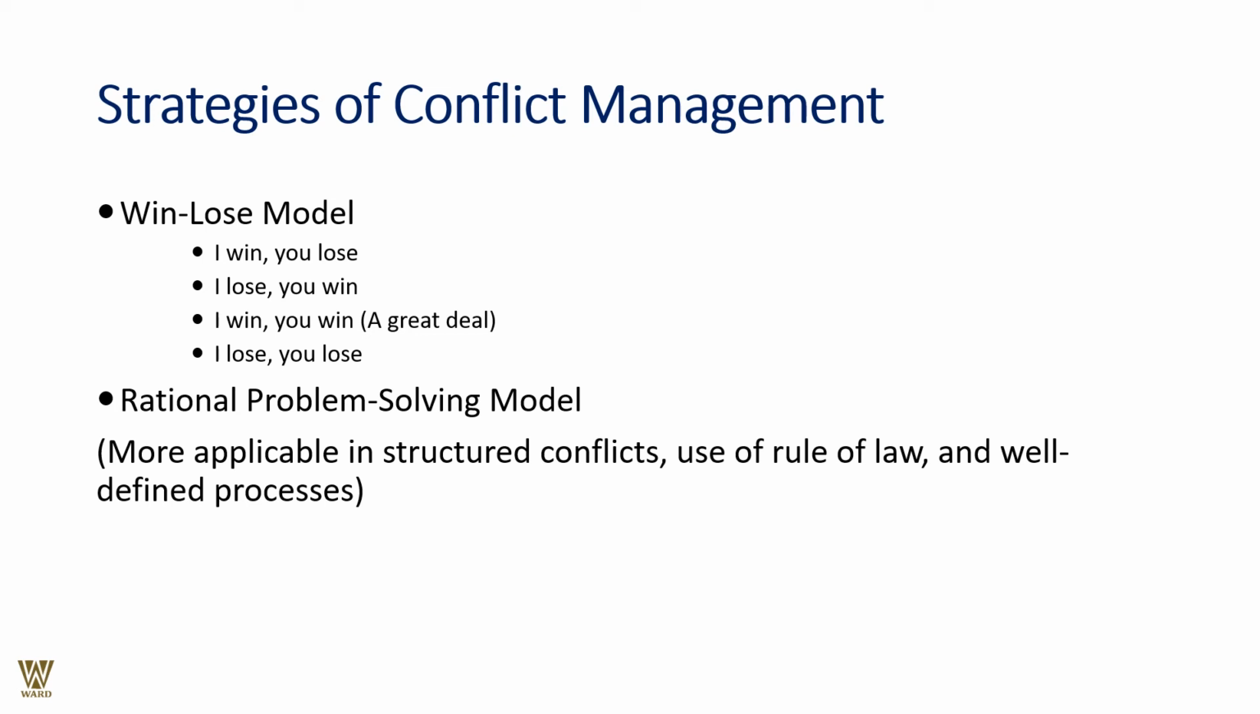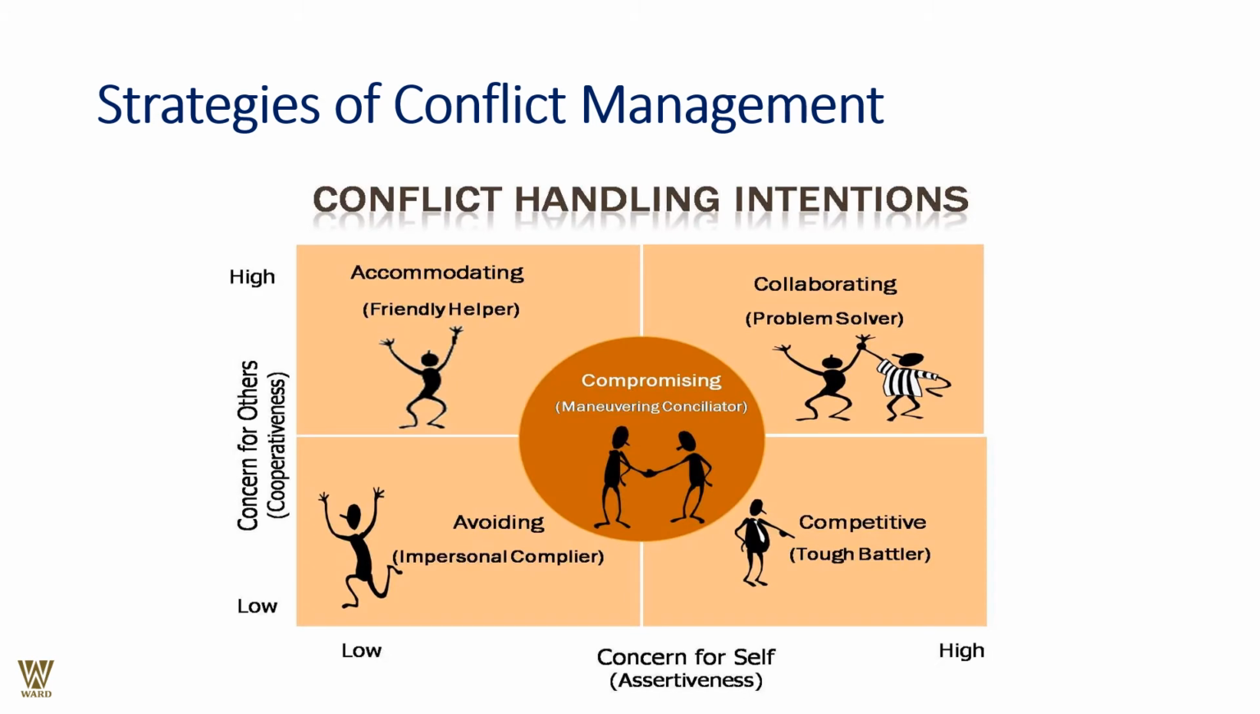And the last would be the rational problem solving model, more applicable in structured conflict, using the rule of law and a well defined process. So let us understand the conflict handling intentions, wherein on an x-axis we are plotting the concern for self. We can have a low concern and a high concern. We are either dispassionate or indifferent to the cause altogether, being low. And when we are passionate, we are very high.